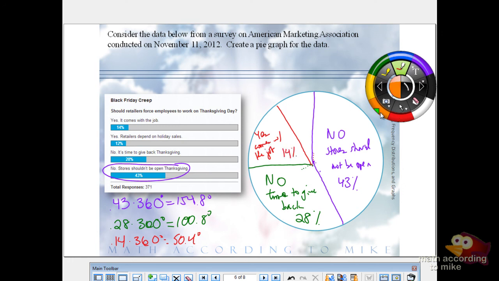And lastly, we don't have to do anything special because there's only one section left. We just put in yes, and I'm just going to write depend to summarize that entire statement. Retailers depend on holiday sales, and I'm going to put 12%. All right, so that is your pie graph. Just multiply the percentage by 360 degrees, and that tells you what section to use.